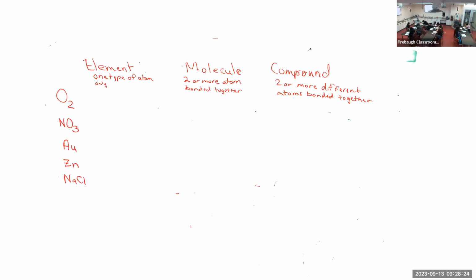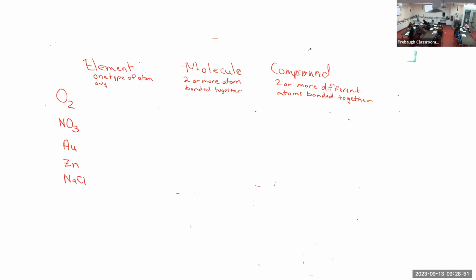Okay, so now I need you guys to talk to me. Okay, you guys ready to talk? Name the 7 diatomic elements. You give me one. No. I don't know. Look at the paper.